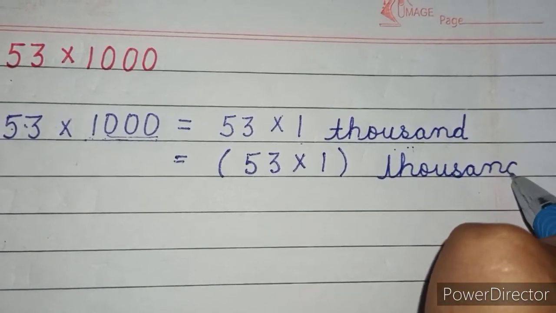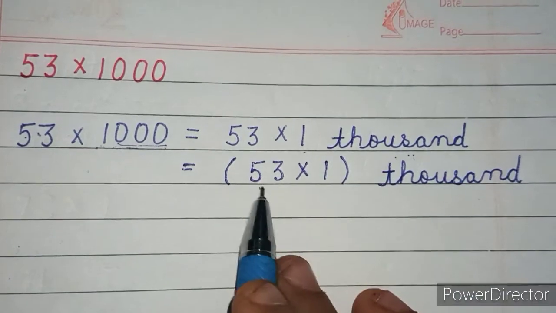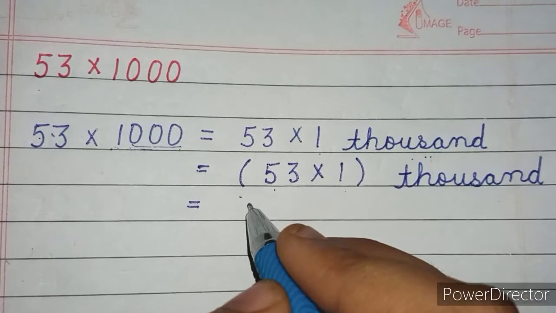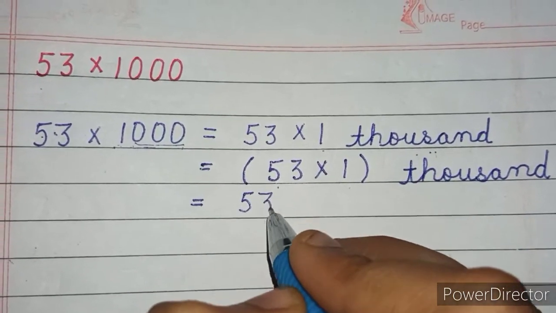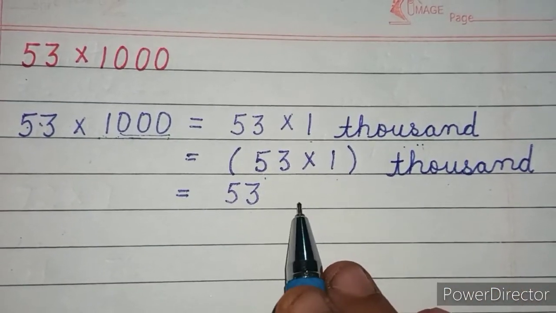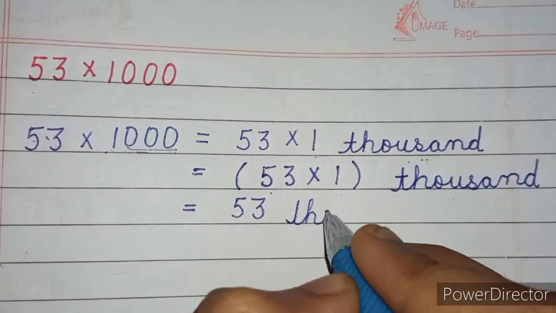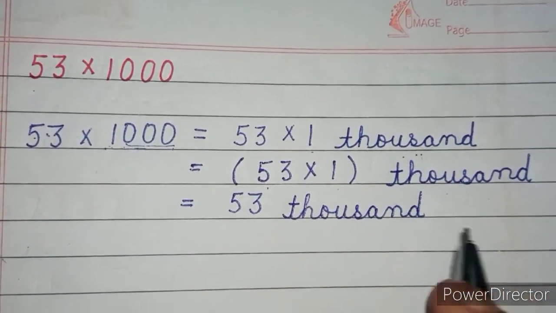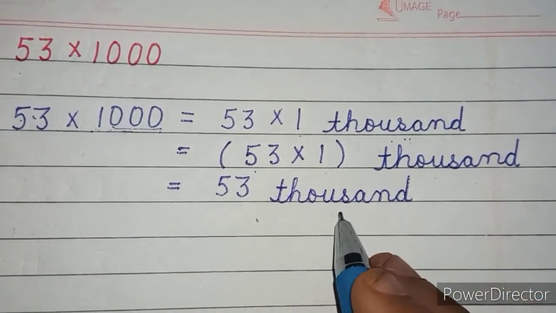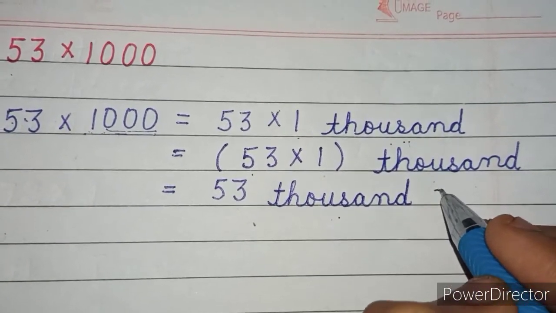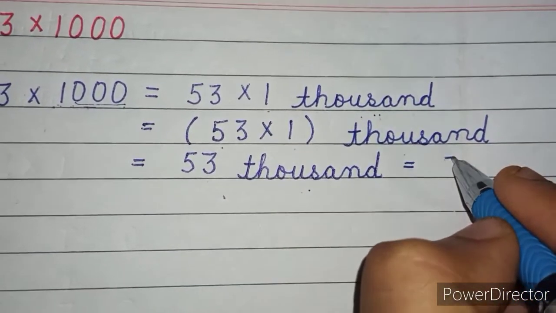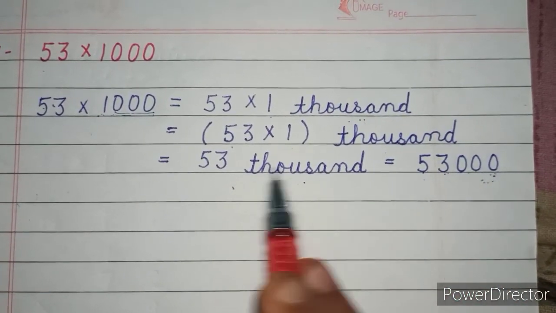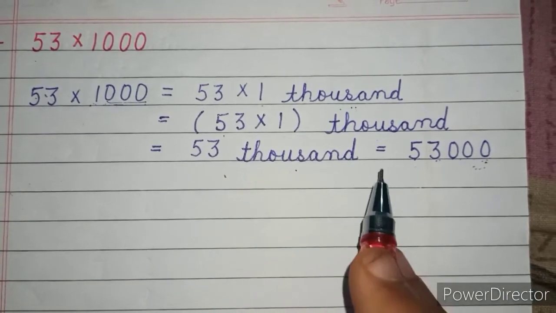Let's multiply 53 ones are 53. Now we will write here this 1000. 53, this 1000 right here. So answer will be 53,000. Now put is equal to, children, 53 thousands means 53,000. Clear, children?